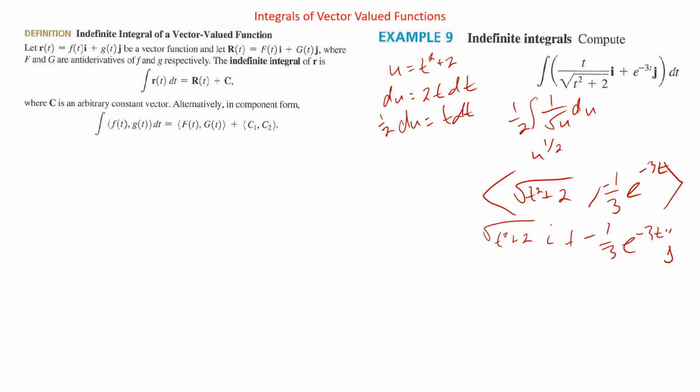So that would be the integral of each of them. Don't forget the plus C. That would be plus C1, comma, C2, which could go into the vector, but not usually when it's a constant. And the C1 would come, like here we'd have plus C1, here we'd have plus C2. So there's that.